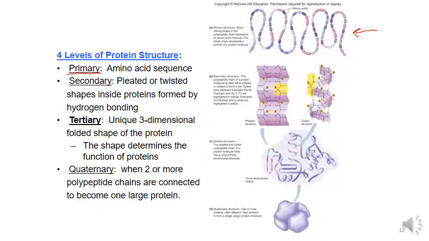Secondary structure: what happens in proteins is that sometimes you get these weird curly shapes, pleated shapes. If these shapes arise, and these are actually because of hydrogen bonds, these are called secondary shapes. So secondary structure, pleated or twisted shapes. The pleated one is called the beta pleated sheet. The twisted one is called the alpha helix. But know that those are shapes that can appear.